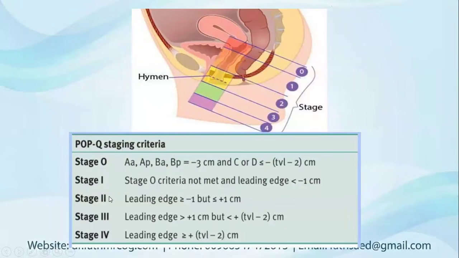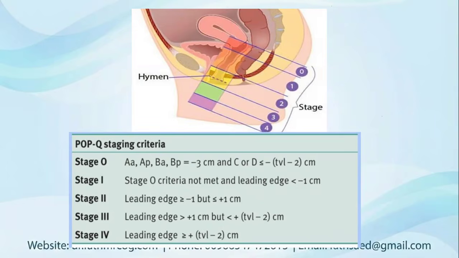If you are between +1 and -1, +1 because out. 0 station, this is the introitus. 0 station and inner side, that means it is negative, you are not positive. If 0 and plus, that means 1. So if I come to stage 2, it will be between -1 and +1. This one is stage 2. If we come to stage 3, that means out. That means the prolapse is out. So the leading edge will be more than 1 centimeter.